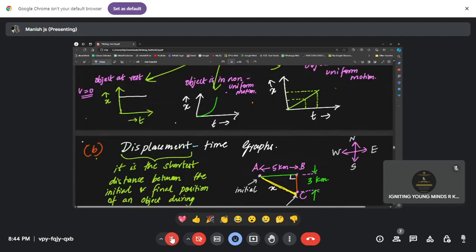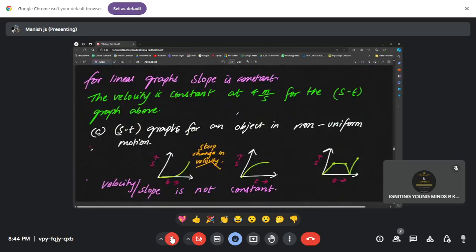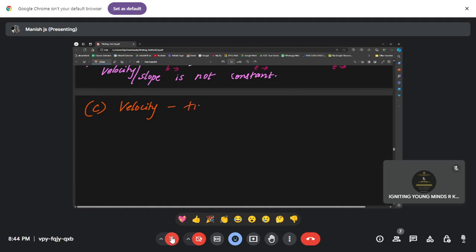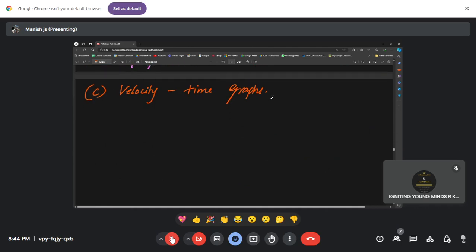We have seen displacement time graphs, and now we'll see the next aspect, the third aspect: velocity time graphs. In velocity time graphs, along the y-axis you take velocity as the physical quantity, and along the x-axis you will be considering time always as usual. The unit of velocity is meters per second, as you all know.